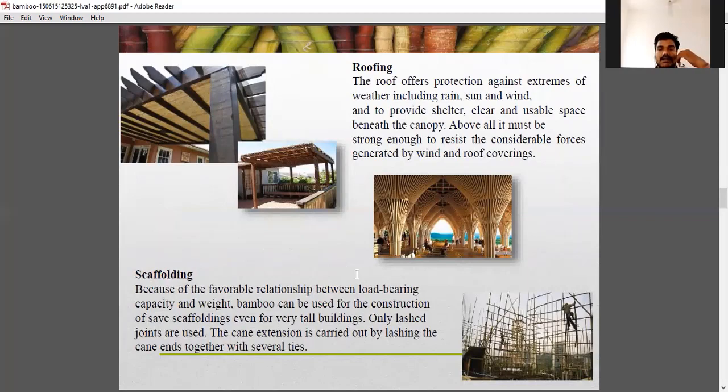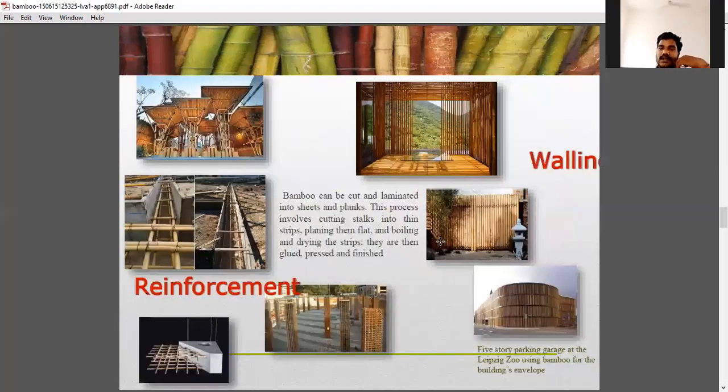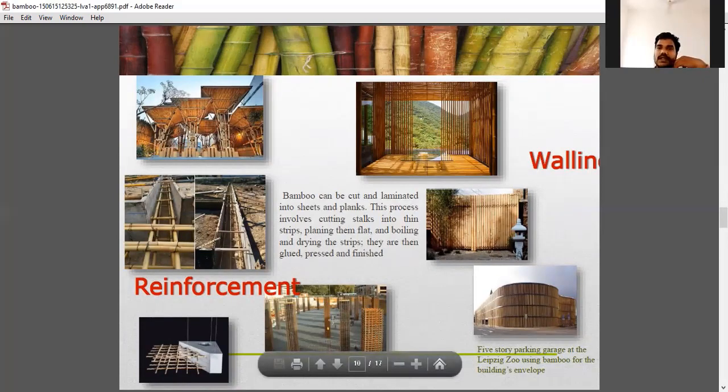and here are some more bamboo houses, and as a roofing material you can see bamboo roofing material and scaffoldings here. So these are the various applications of bamboo and bamboo as reinforcement. Here you can see it used in the pillars as reinforcement. And here bamboo can be cut and laminated into sheets and planks. And all what you are seeing are bamboo structures.